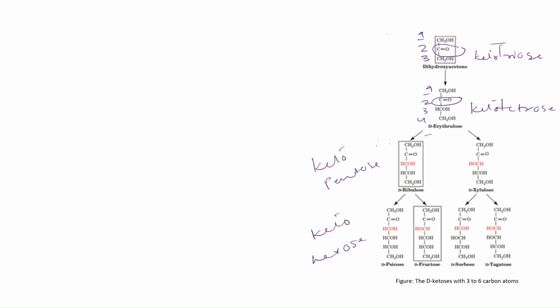That is why D is written. That depends upon the OH group which is farthest from the functional group. If it is on the right hand side, then it is D. If it is on the left hand side, it is L. Now, why everywhere are we studying only the D form, not the L form? Because in biological systems, the D form is the dominant form, mostly present, not the L form. That's why whenever we study carbohydrates, we study them with respect to the D form only.